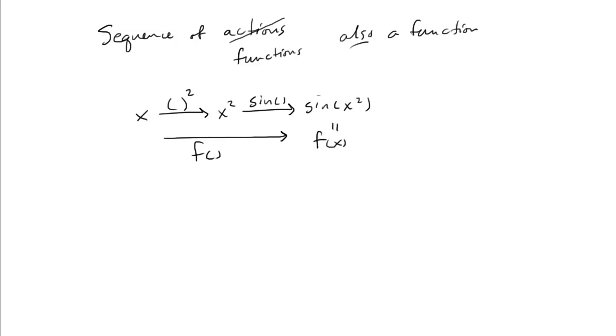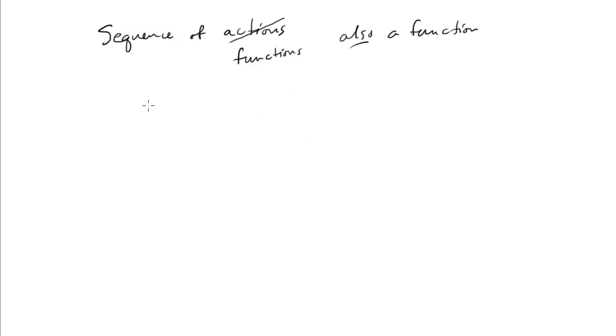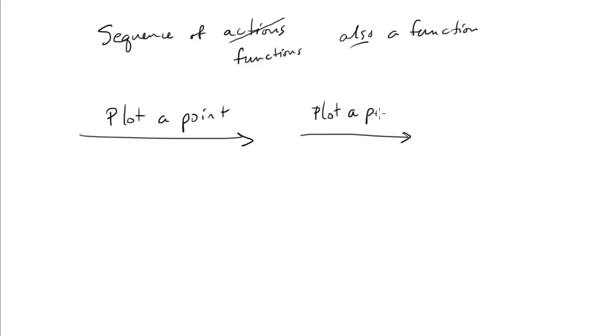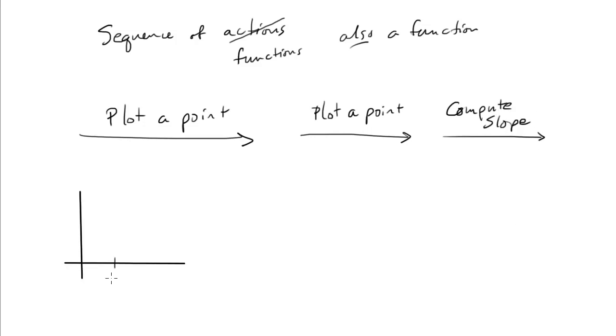We don't need to just do elementary functions. As long as we're looking at something that's one input, one output, it can be anything I want, like plotting a point. That's a function. And I'll plot another point. Now I've plotted 2 points. If I have 2 points, I can compute a slope. This sequence of functions is also a function.